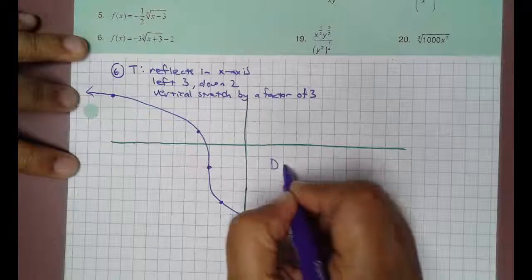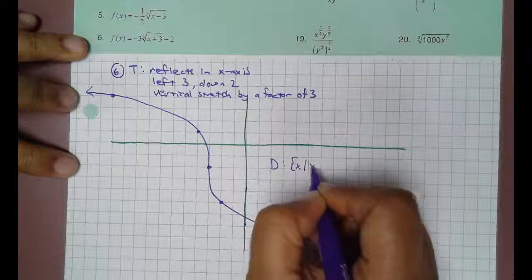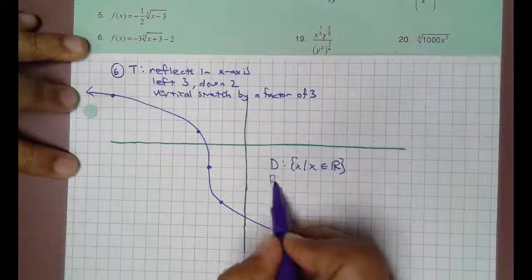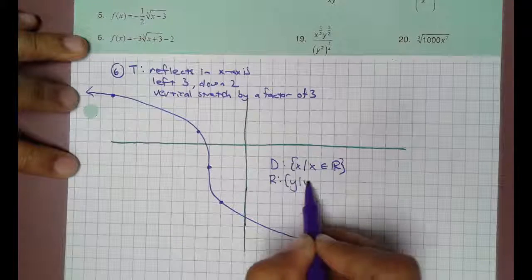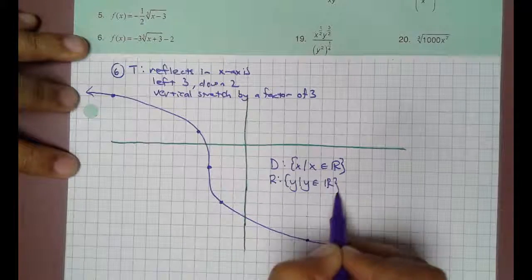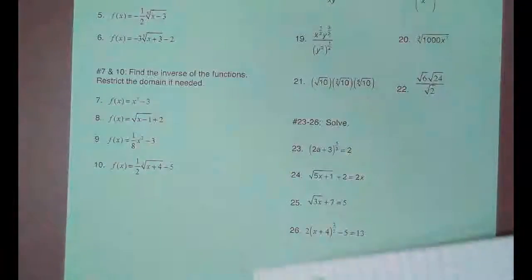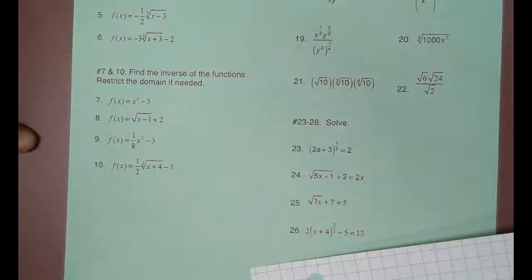The domain and range, again, are all real numbers, so x such that x is an element of all real numbers. And then the range is y such that y is an element of all real numbers. Okay. I'll do another video for numbers 7 through 10.